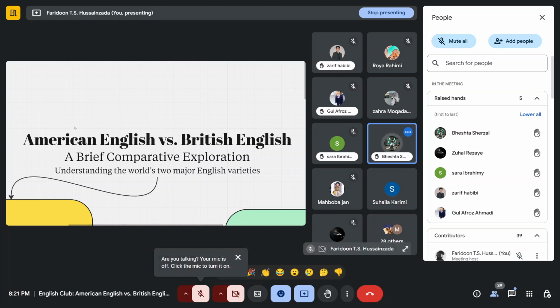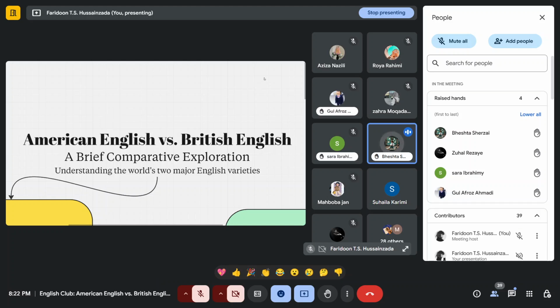American English and British English are two major varieties of the English language, each with distinct differences in spelling, vocabulary, pronunciation, and even grammar. For example, in spelling differences, many words in American English have simpler spellings compared to British English. And in vocabulary, certain words are completely different in American English and British English.